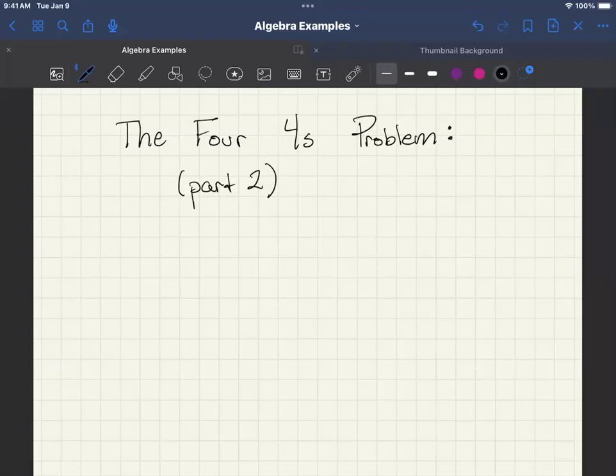This is going to be part two, so go back if you haven't and listen to the first part where we go through the solution for the first four integers. Let's just remember what the 4 fours problem is.